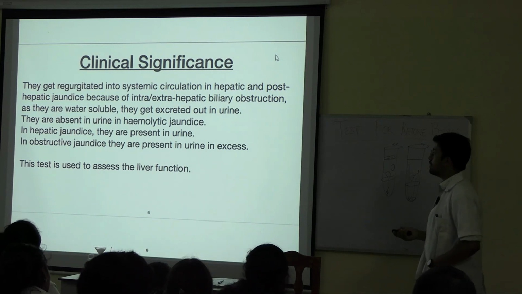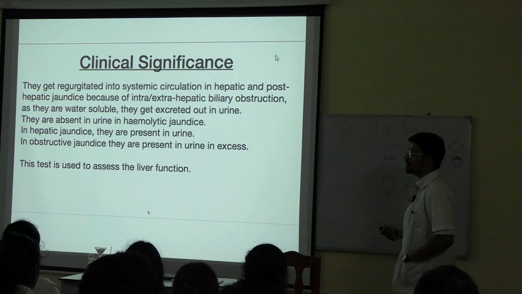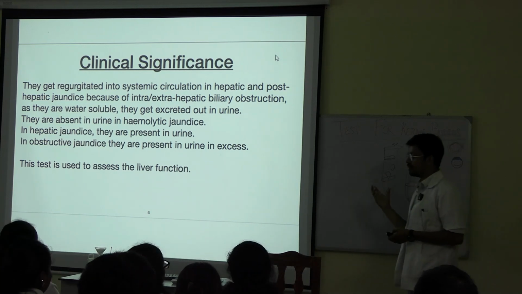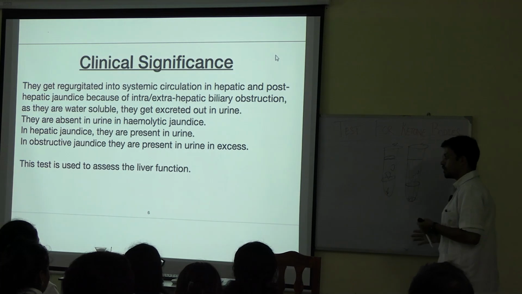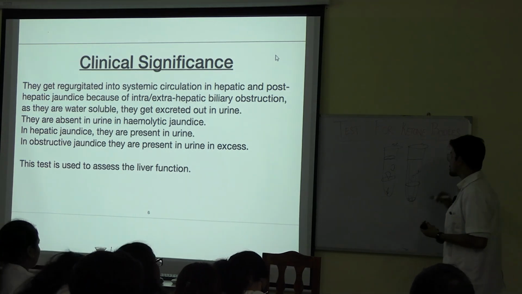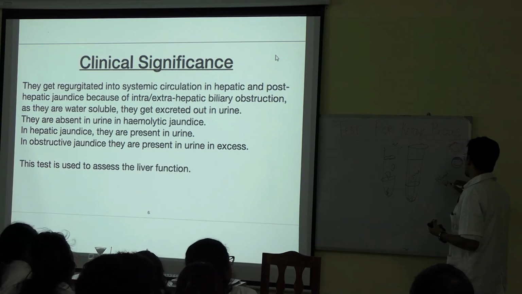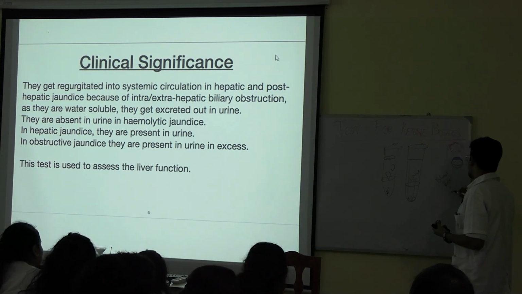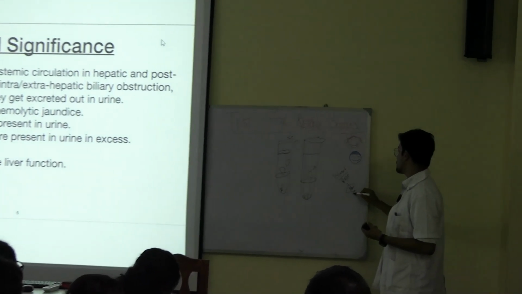Fine. Now they are absent in urine in hemolytic jaundice. Why are they absent in hemolytic jaundice? Can anybody tell me? Break the words. What is the meaning of lytic? Lytic means breaking down, and hemo means blood. So basically, how is bilirubin produced? In the blood there are RBCs. RBC contains hemoglobin, right? Now this hemoglobin breaks down.